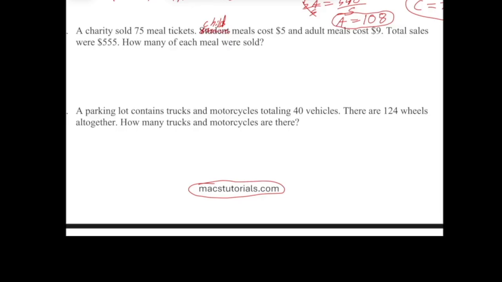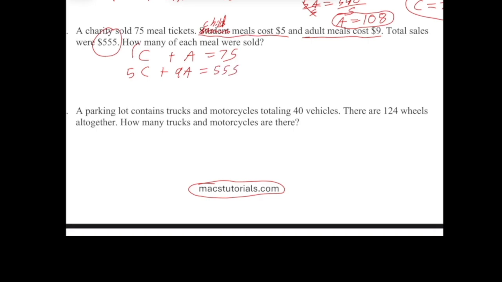Okay, the charity sold 75 tickets. How many? Well, we had child, we had adults, and they added up to 75. I know that child meals were 5 for every child, and adult meals were 9A, and when I add them together, it was $555.